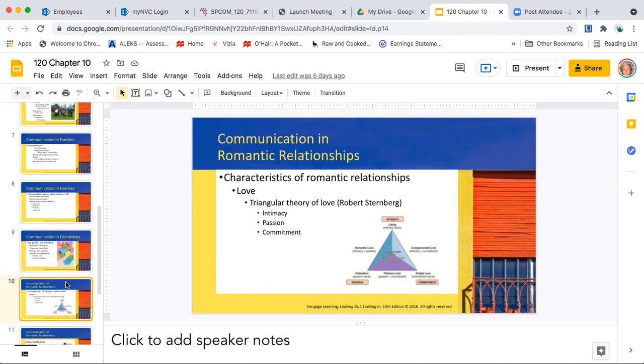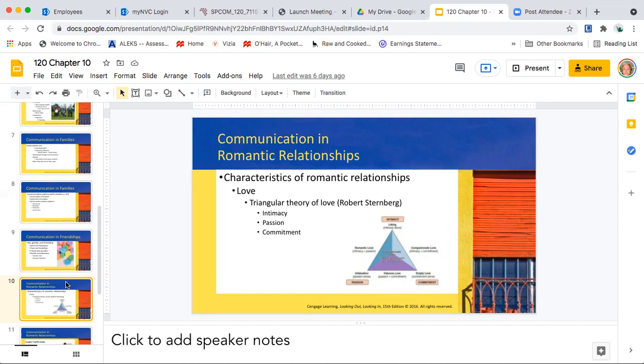Then if you have the left corner, it's passion alone, which is infatuation. Also, if you have the whole purple area, then it's fatuous love, which is passion and commitment. And then at the right-hand corner, you have empty love, which is being committed to being alone.